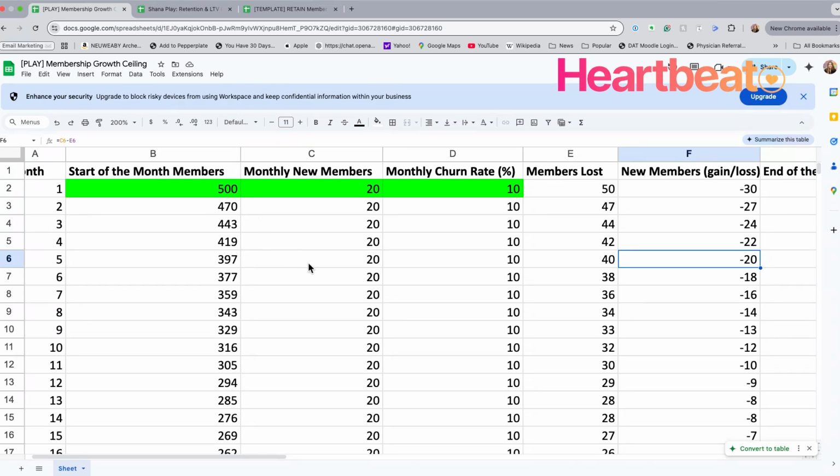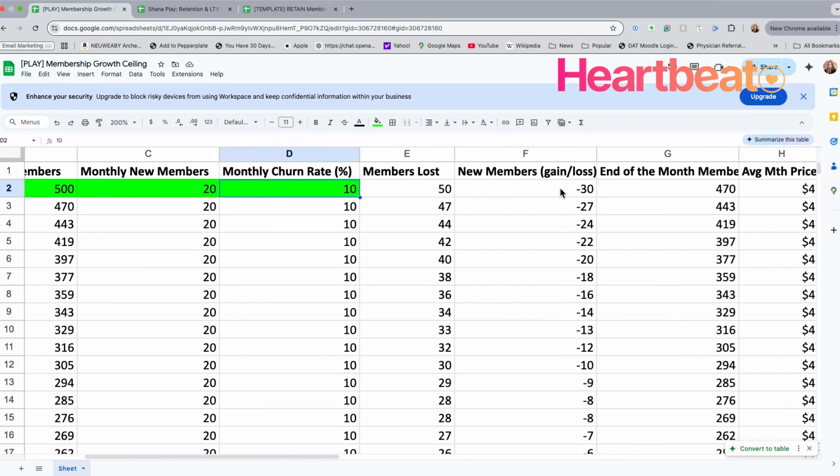And so what we're looking at right here is trying to figure out how many members I can max out on based on how many members I have now. So this is the start of the month right here. How many new members I get every single month on average. If you do launches, you just add it all up and divide it by 12, right? And then my churn rate, which is that opposite of retention. So this is a 10% churn, which would mean I'm retaining 90% of my members month to month.